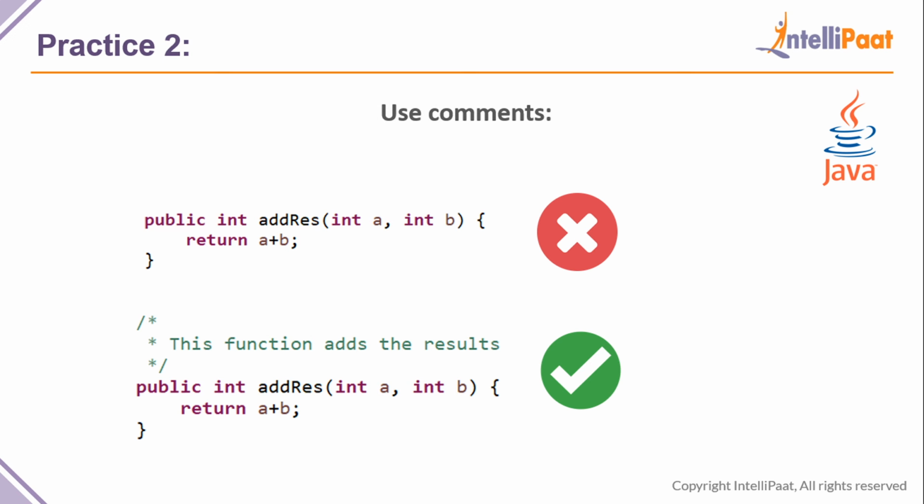Next, we have practice number two, use comments. Writing functions and variables without any context is a bad coding practice in general. You should always use comments to describe what a function is exactly doing. You should add the exact parameters in the comments, and this overall adds to the readability of the code, as we were discussing before.